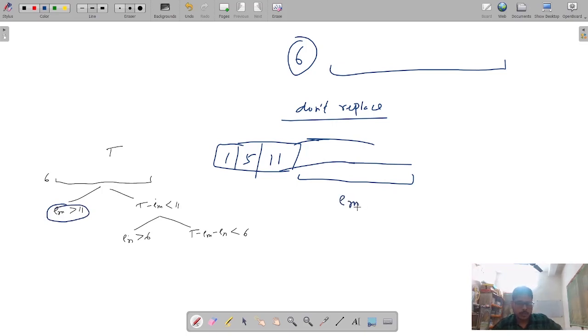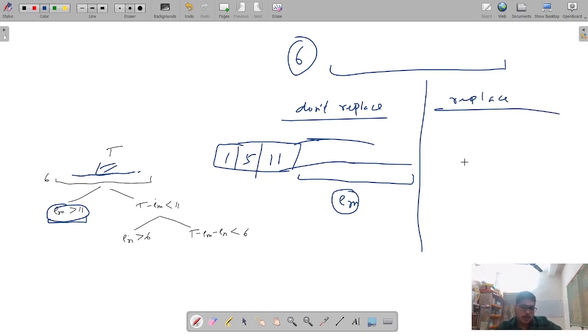So I will then have to add m number of elements, right? But in the don't replace case, I will get only m number of elements to be added in this array list, because m number of elements are here, which are greater than 11, right? But if I replace, then after 11, if I replace it with 6, how many numbers are greater than 6?